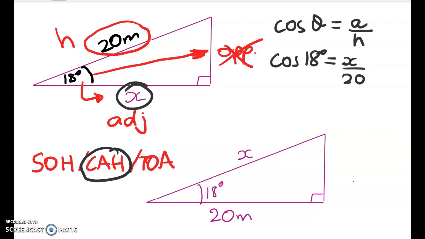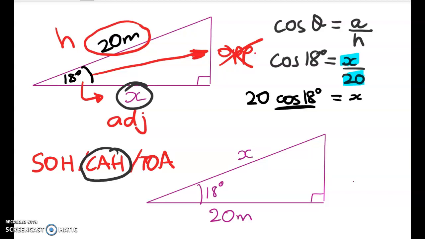Okay, to rearrange this so that we can find x, we undo the division on this side. So we've got x divided by 20. To undo division, we multiply both sides by 20. We get 20 cos 18, or cosine 18, is equal to x.